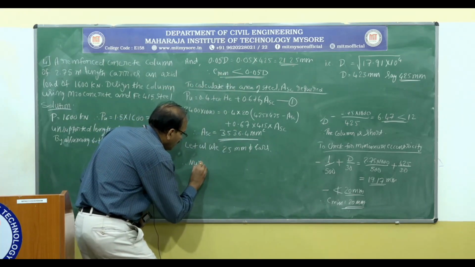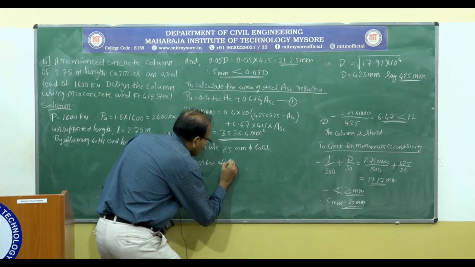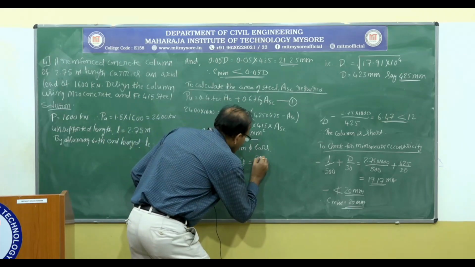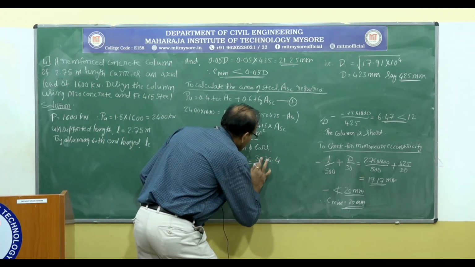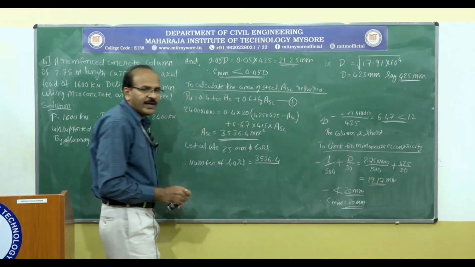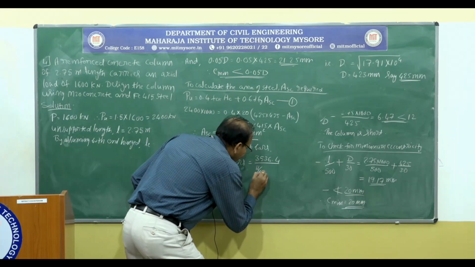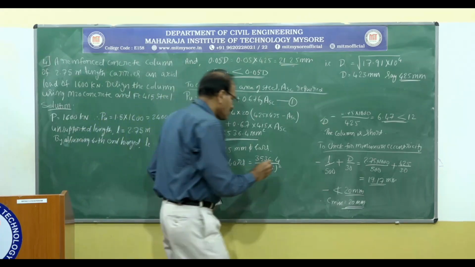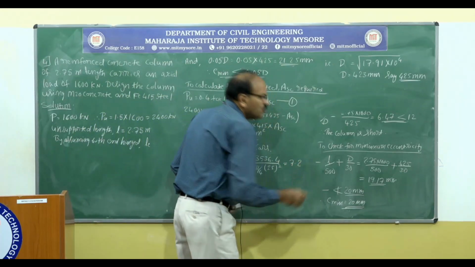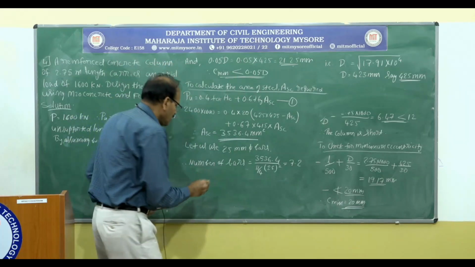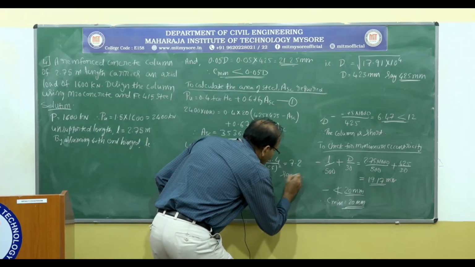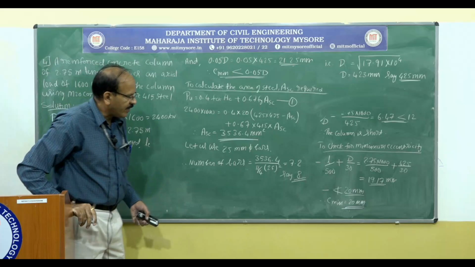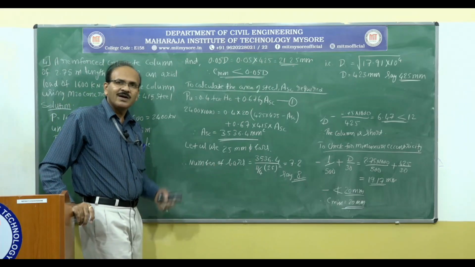Therefore, number of bars equal to 3536.4, that is the total area of cross section, divided by area of each bar, pi by 4 into 25 square, that is equal to 7.2, say 8. Of course we cannot provide 7.2, so we go for the next higher value.